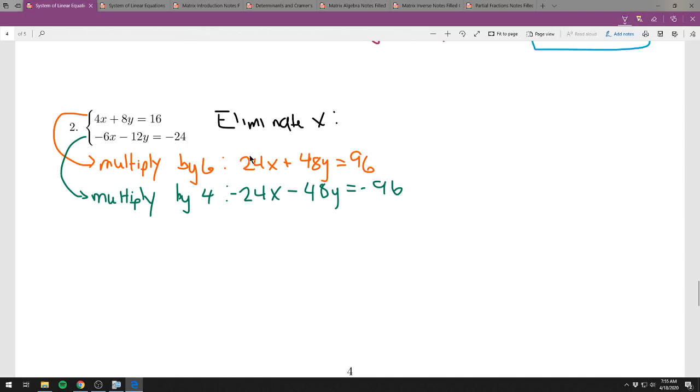All right, the x coefficients are matching but opposite, so we add them together. Add the two equations together. The 24x and the negative 24x go away. The 48y and the negative 48y also go away. And on the right side, 96 and negative 96 also cancel out. We get 0 equals 0. Everything eliminated. But you don't want to leave it blank. You need to write 0 equals 0.